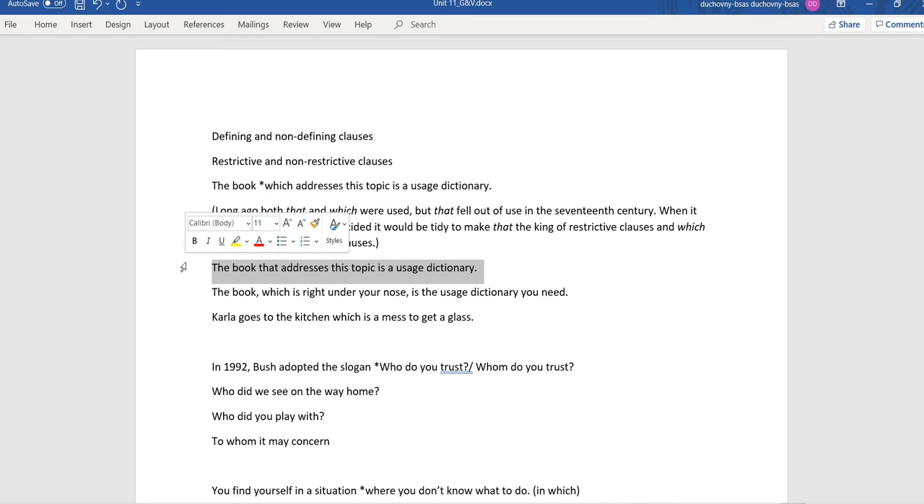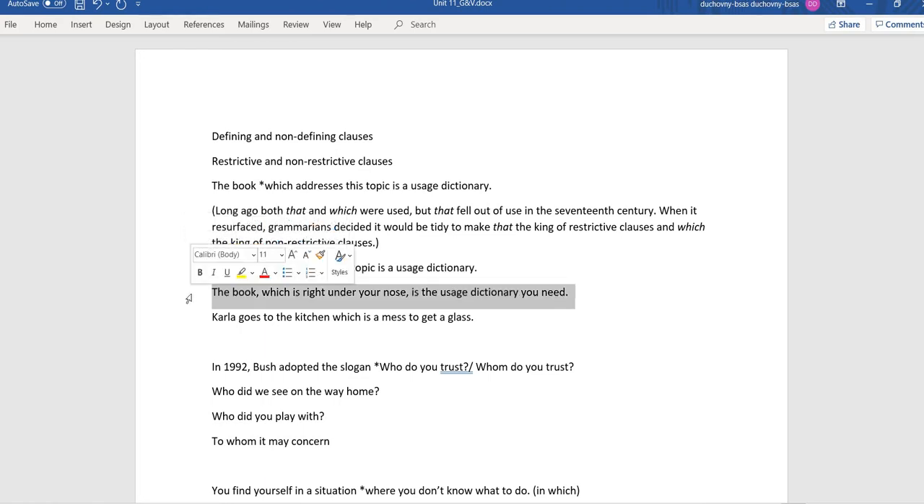In this case, "that addresses this topic" is a defining relative clause because it defines the book. It's not any book. It's the specific one that addresses this topic. So this is not something additional. This is something I need to understand the book you're talking about. Whereas in "The book, which is right under your nose, is the usage dictionary you need," "which is right under your nose" is what we call a non-defining relative clause or a non-restrictive clause.